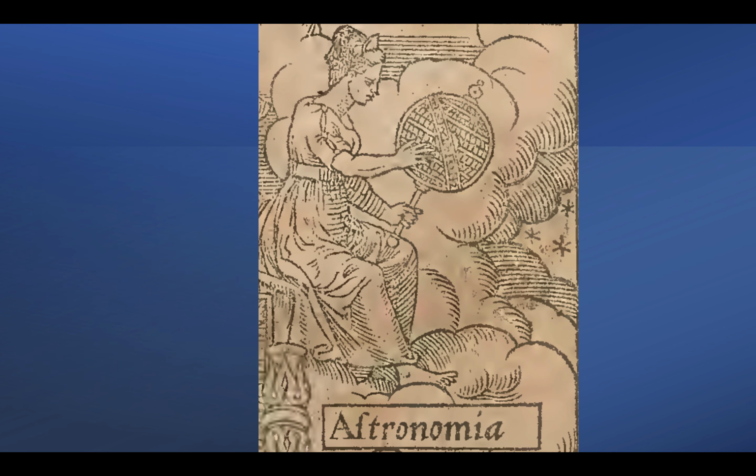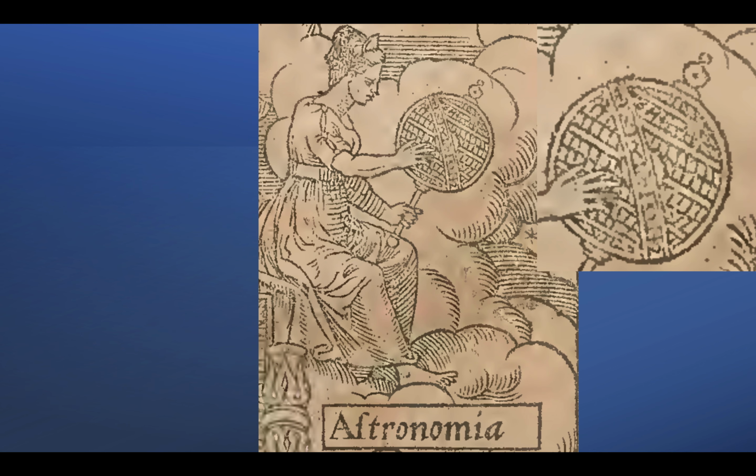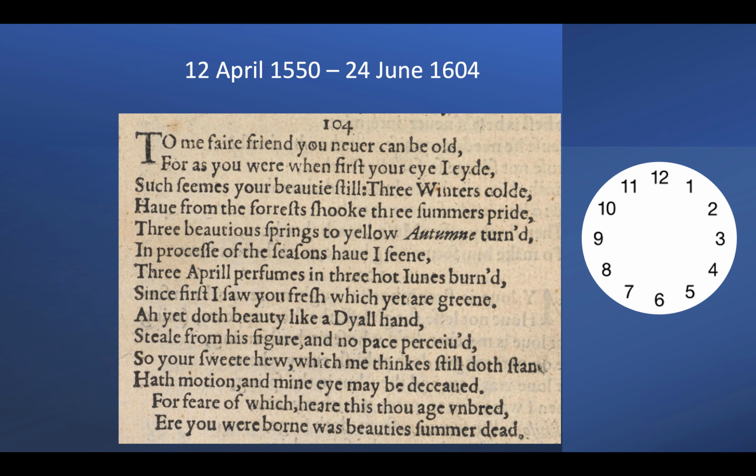If we have a look at the front of the elements, well, we have someone who has her hands on a circular face, Astronomia. And it's circular, but if we also have a look at what she's pointing to, AV. If we have a look at this one here, "And yet doth beauty like a dial hand," well, we've just seen one before. But have a look at this. "Three April perfumes in three hot Junes burnt." Well, there we have April and we have June in the same line, which I think is, again, quite interesting.